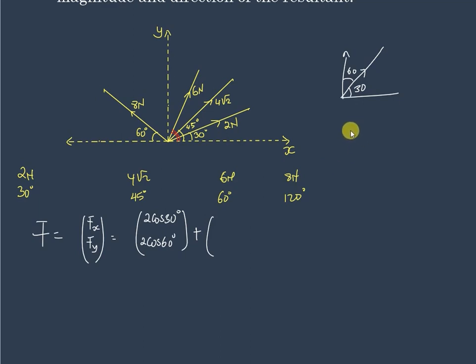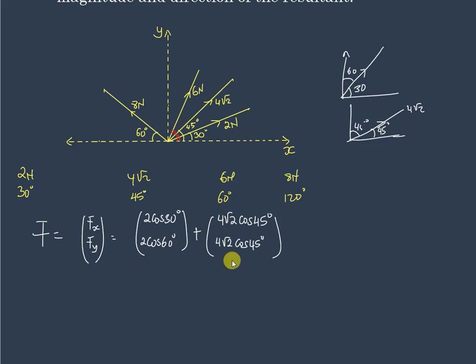Then the other force we have is the 4 root 2. This angle is 45 degrees, implying that this one is also 45 degrees. Well, this force is 4 square root of 2. So horizontally, we have 4 square root of 2 times the cosine of 45 degrees, and the component of the 4 root 2 Newton force along the vertical is 4 root 2 times the cosine of 45 degrees.